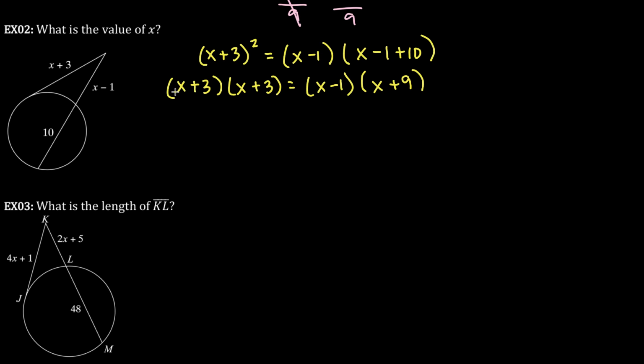This one will be easy. So x times x is x squared. At the end, 3 times 3 is 9. x times 3 is 3x, 3 times x is 3x. So we get 6x when we put them together.